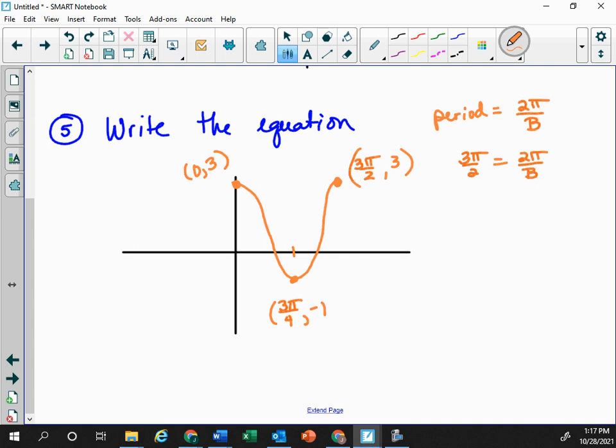Would it not be 2 over 3? Or would it be 1 over 3? Oh wait, is it 4 pi? How do I solve for it? Oh wait, hold on, sorry. 4 over 3. Okay, that makes sense.